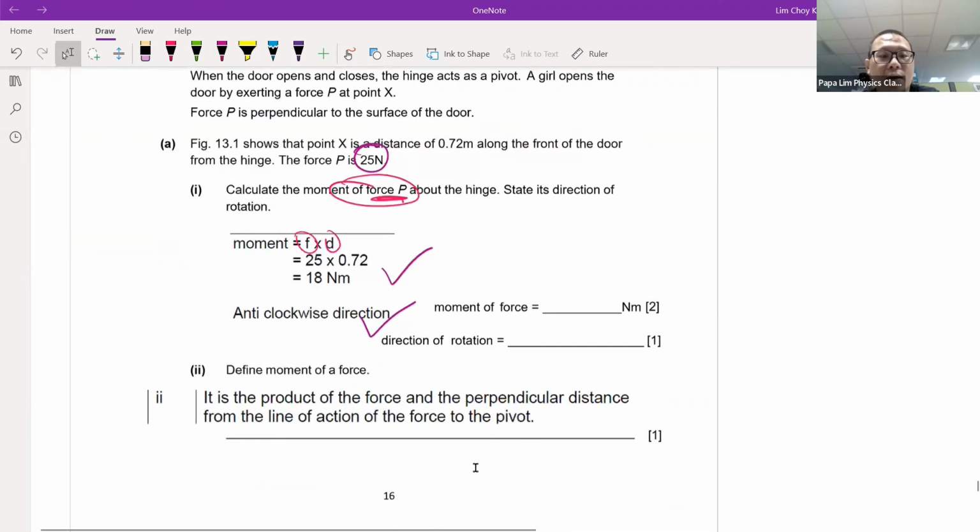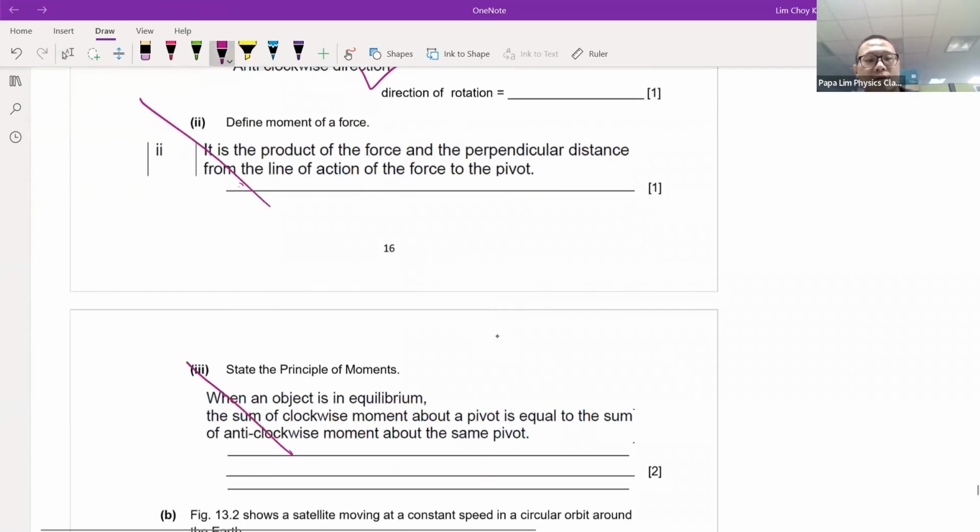Now the definition, not much of an issue. Take note of the keywords, especially when you talk about principle of moments and moments. Don't mix them up together, because we sometimes tend to mix up these two definitions.